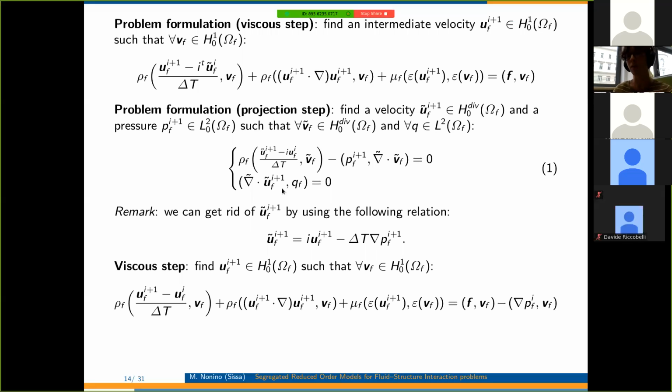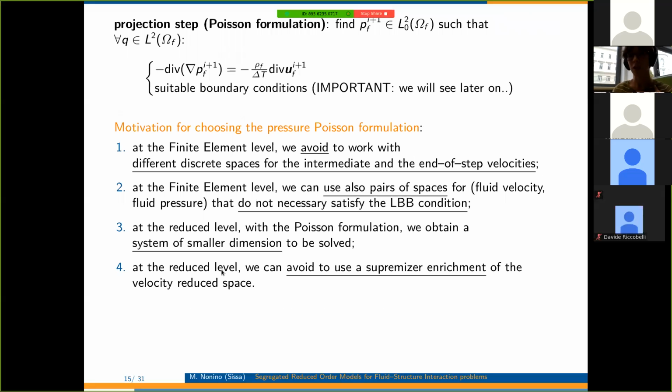Actually, from the numerical point of view, we can get rid of the end-of-step velocity by using the following relation, and I'm not going to explain where this relation comes from, but thanks to this, we can rewrite the viscous step just in terms of the intermediate velocity u_F, and we can also rewrite the projection step as a problem just for the fluid pressure. As you can see, we end up with a Poisson problem for the pressure, which of course will have suitable boundary conditions, which we will see later on.